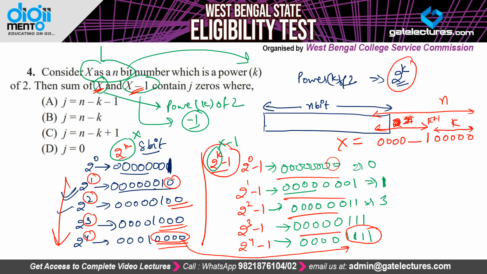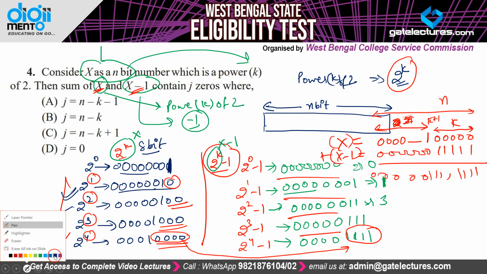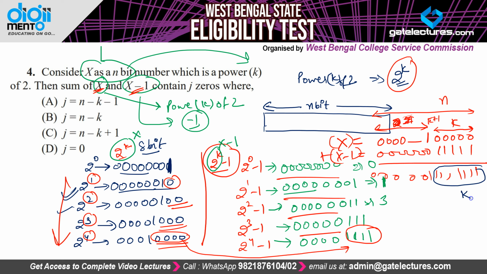Okay, now in x minus 1 we have all the zeros here, only these k bits are 1, only these k bits are 1. Okay, so in total if you add both this x and x minus 1, it will be 1 1 1 1 1 1 up to so on, and then we have zeros. Now you answer me how many ones will be there. So these are total of k ones.